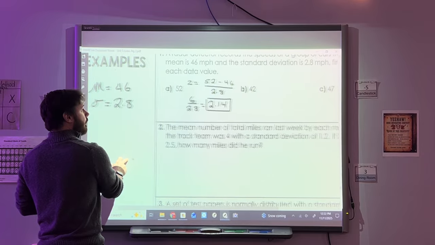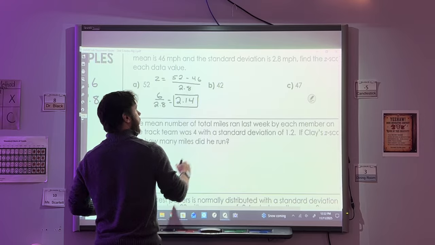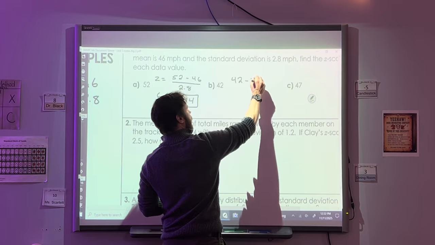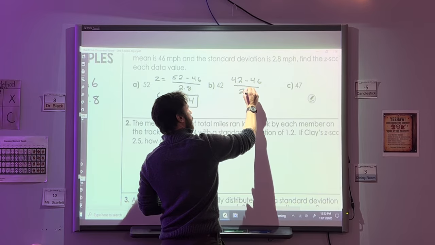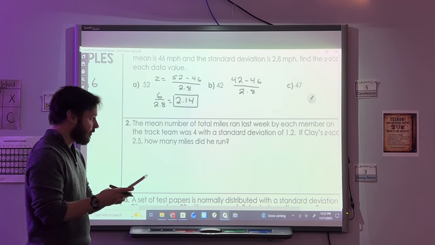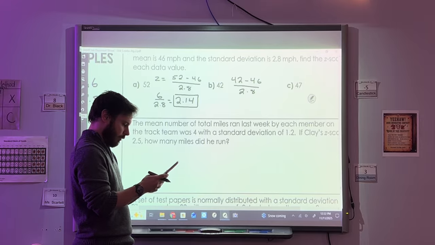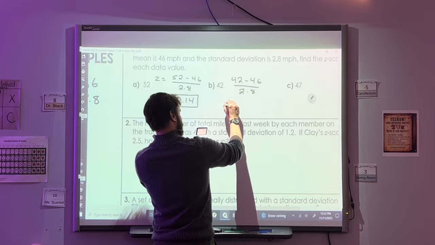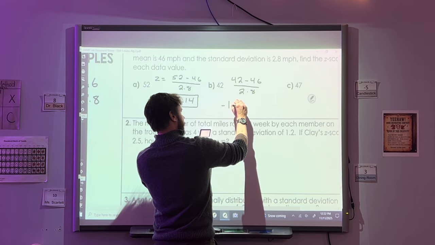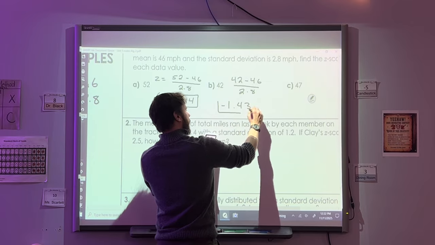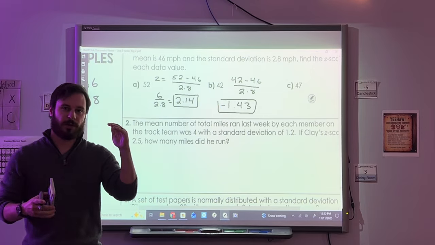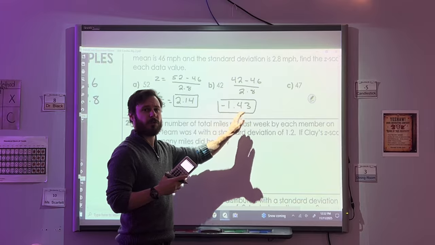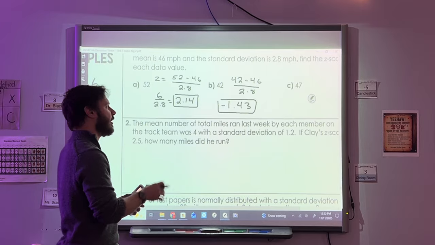Okay, 42. Well, my data value here is 42. I'm still going to subtract the average and divide by 2.8. It's going to be -4 over 2.8. This z-score is -1.43. So we did below average by 1 standard deviation and then a little bit more. So it's really close to 1.5 standard deviations down, but specifically -1.43.